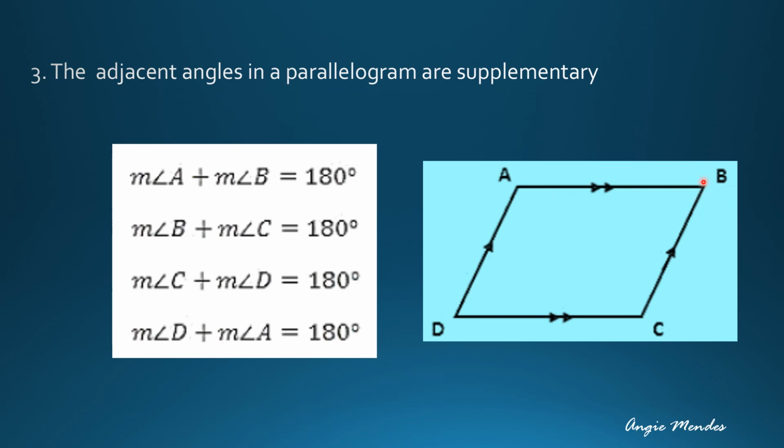Now let's look at these angles. Angle B plus angle C is also equal to 180 degrees. Angle C plus angle D is equal to 180 degrees. And measure angle D plus measure angle A is equal to 180 degrees. You have to remember that these are interior angles on the same side of the transversal, so that is why they form a pair of supplementary angles.